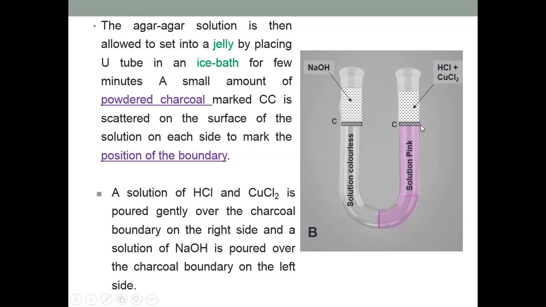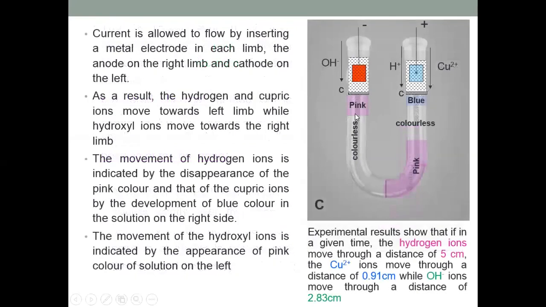Here HCl plus copper chloride, and on the left hand side a solution of NaOH is poured, such that they do not mix, very carefully. It is poured over here. And here is the charcoal, right? So now we insert electrodes here, and current is passed. This is given a negative bias, this is given a positive bias.